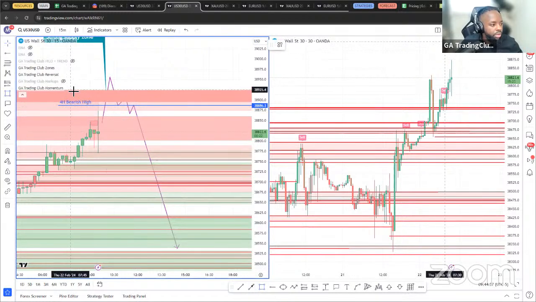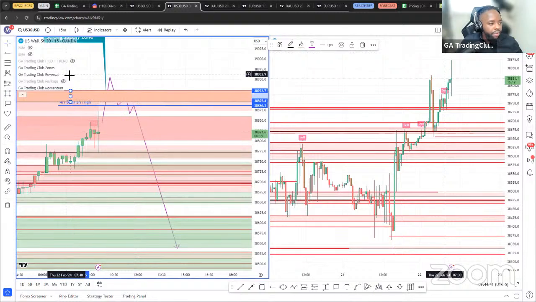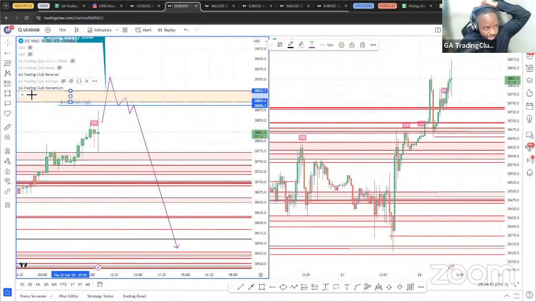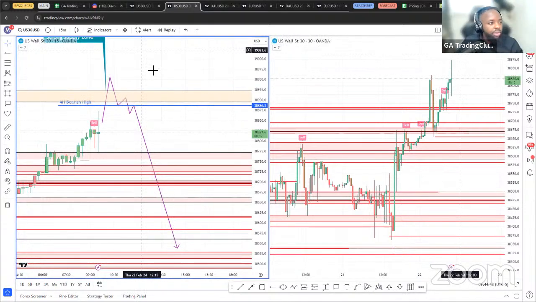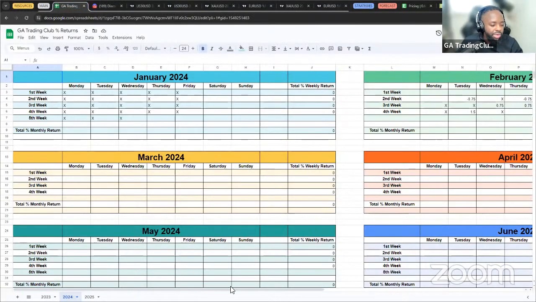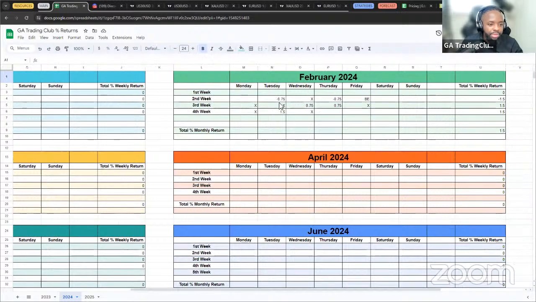Trying to mark that up. So right now it's just a matter of waiting for this particular zone to get tapped. And once we do get that, then I'll be taking the entry. So yesterday we didn't have any trades. Yesterday, no trades. So it's better to not trade than just force any trade.